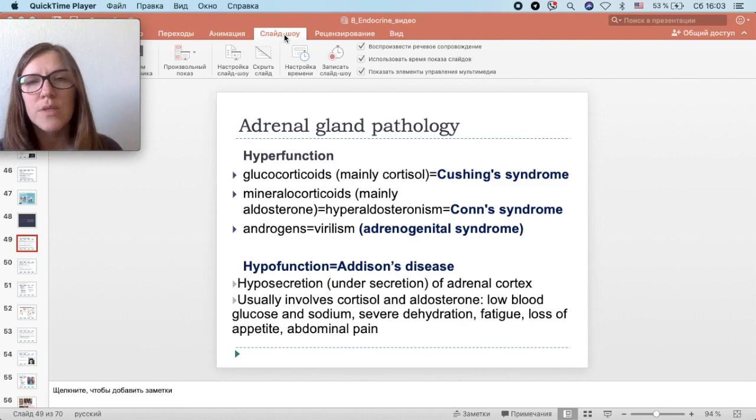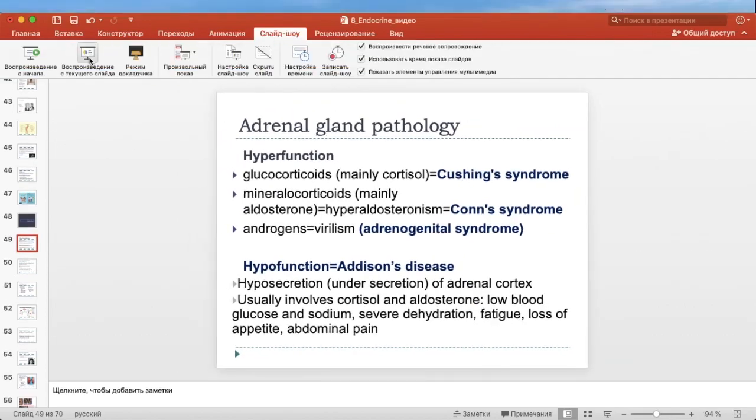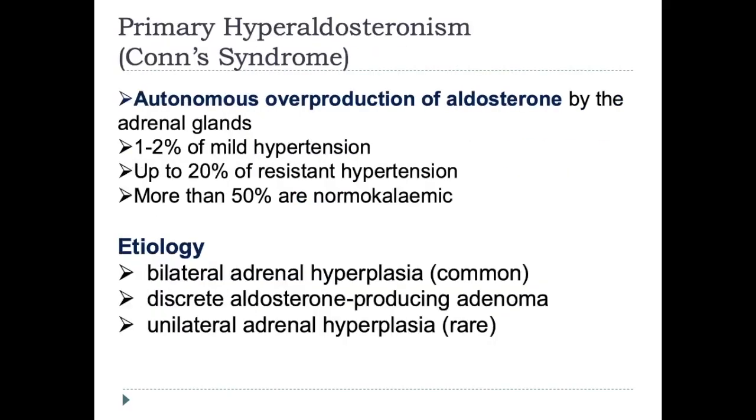I hope you're familiar with the secondary kind of hyperaldosteronism. We already discussed it when we talked about cardiovascular pathology, renal pathology, and liver failure. Usually secondary hyperaldosteronism is associated with the activation of the renin-angiotensin-aldosterone system. But the primary type is usually associated with a benign tumor of the adrenal cortex, which is characterized by releasing a high level of aldosterone. So let's see what the clinical manifestations and mechanisms of Conn syndrome are.